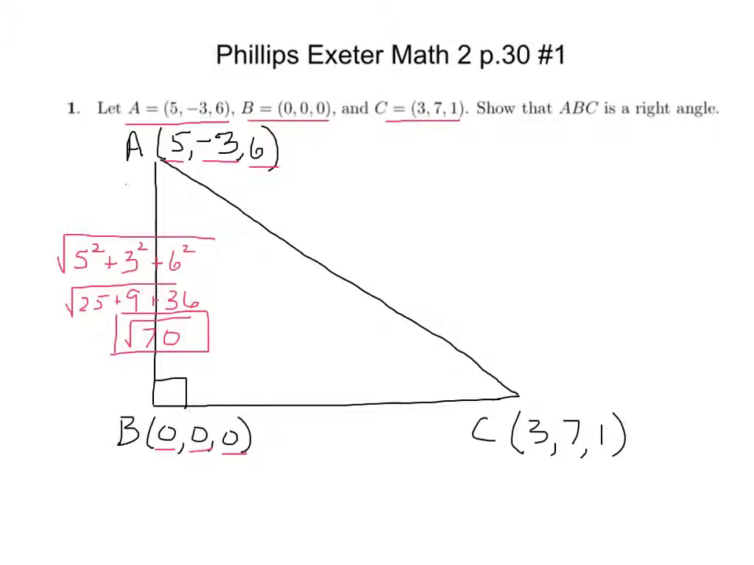I can do the same thing for BC. So I have square root, 0 to 3 is 3, 0 to 7 is 7, 0 to 1 is 1. Plug those into the distance formula. And now I would have square root of 9 plus 49 plus 1, which is square root 59. That would be BC here, root 59.